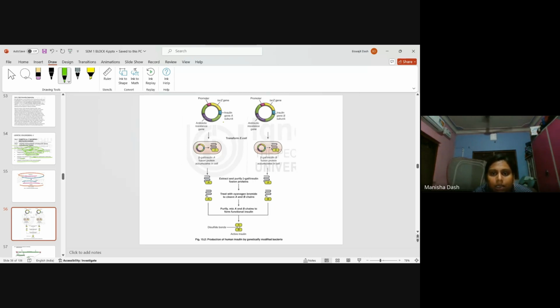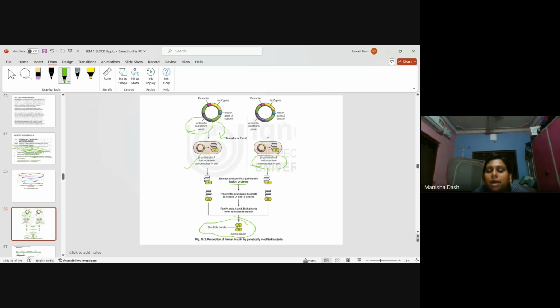This is the insulin gene A subunit. This is the promoter, this is the lacZ gene, and this is the antibiotic resistance gene of the expression vector. Then you transform it into E. coli. We have two different subunits, the gene A subunit and the gene B subunit. The beta-gal and insulin A fusion protein is accumulated in the cell. Similarly, since lacZ is there, the beta-gal and insulin B fusion protein is accumulated in the cell. Then extract and purify the beta-gal and insulin fusion proteins and treat the fusion protein with cyanogen bromide to cleave the A and B chains. Then purify and mix the A and B chains to form the functional insulin by forming the disulfide bond.